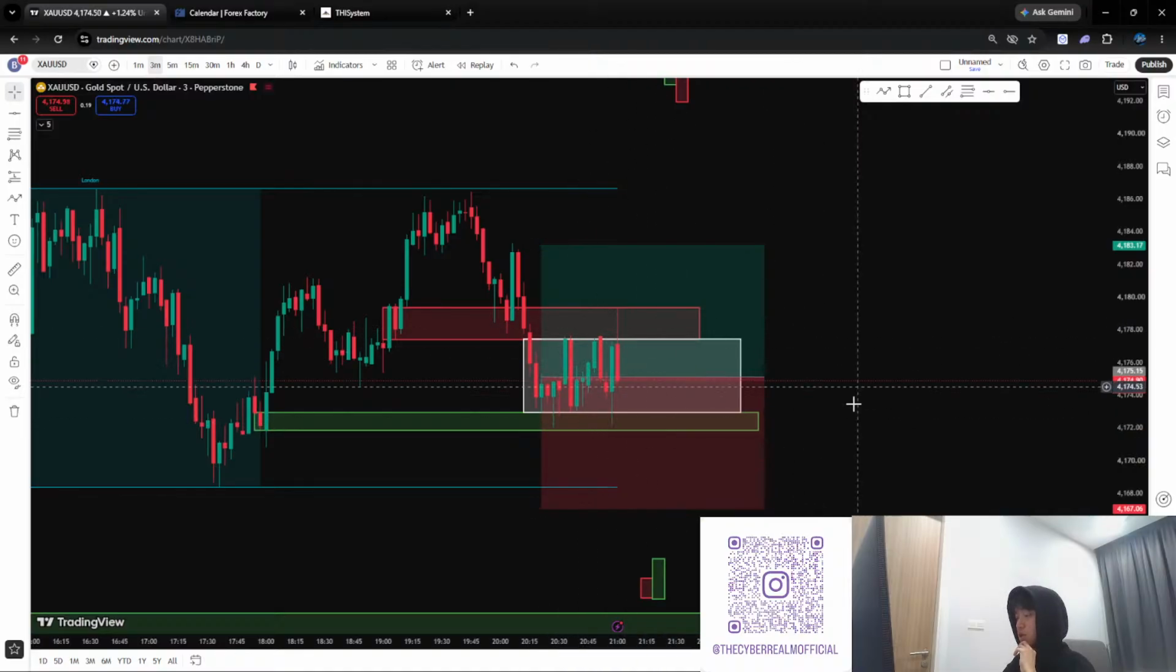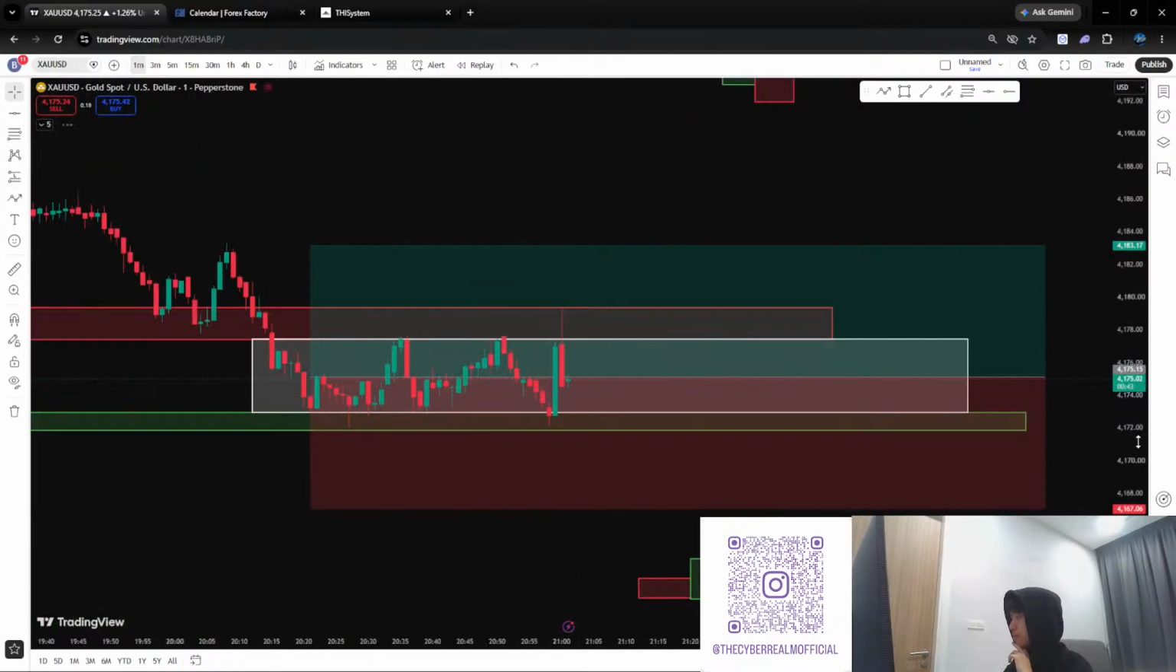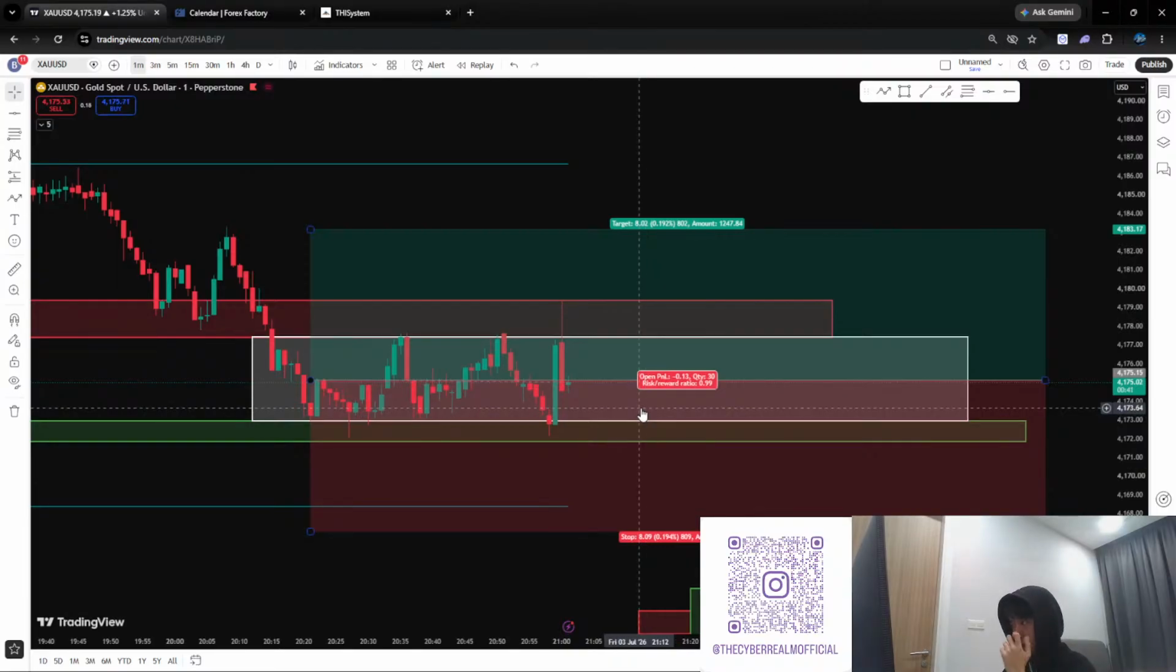If this is the manipulation, we will actually cut our losses first, and then we will wait for the buy and sell zones to activate. Okay, let's see at the M1 time frame how this played out. Okay, big rejection candle right here, big rejection candle right here.